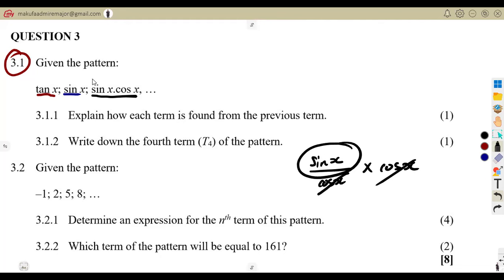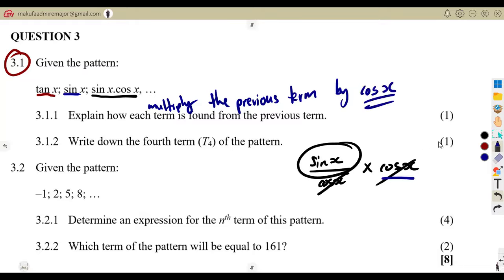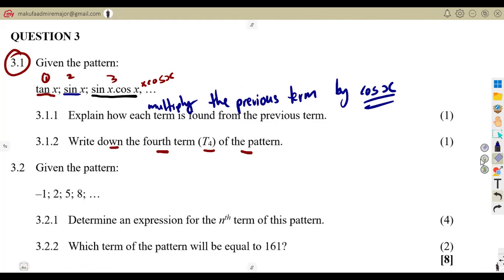This was going to cancel and we get what? A sine x. So in this case, each and every part that we see, it was simply being multiplied. The previous term was being multiplied by what? Cos. So here, the previous term, multiply the previous. All right, that's the previous term by what? We are simply multiplying by the cosine of x. That's by cos x. Fourth term, T4 of the pattern. This is T1, T2, T3. So T4, we're just going to multiply by cos x, meaning to say it is going to be written as the sine of x.